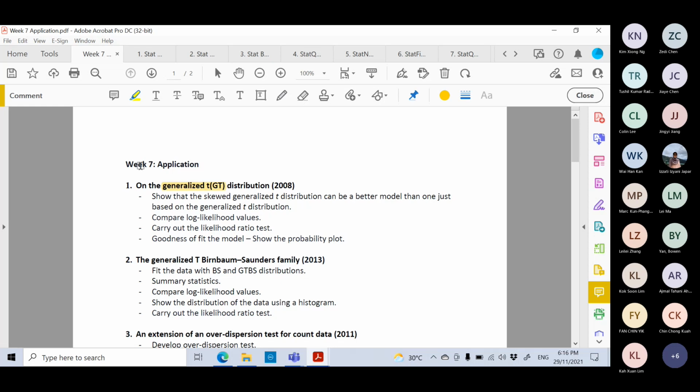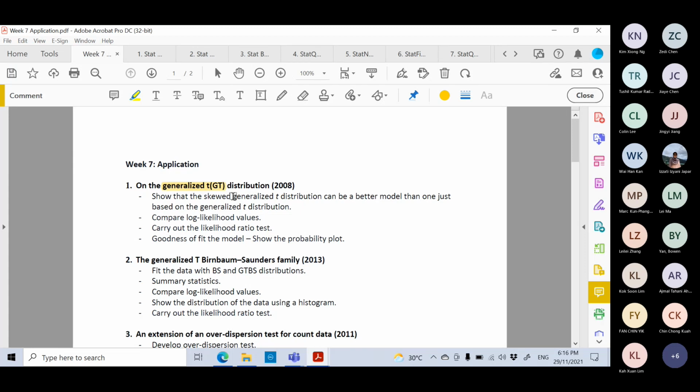Okay, so in this paper, basically they want to compare that the skewed generalized T can be a better model than the generalized T on the application side. The second thing is, during the application, they want to show that their technique is better than the existing techniques, or that their distribution is more flexible to fit the data than the existing distributions.